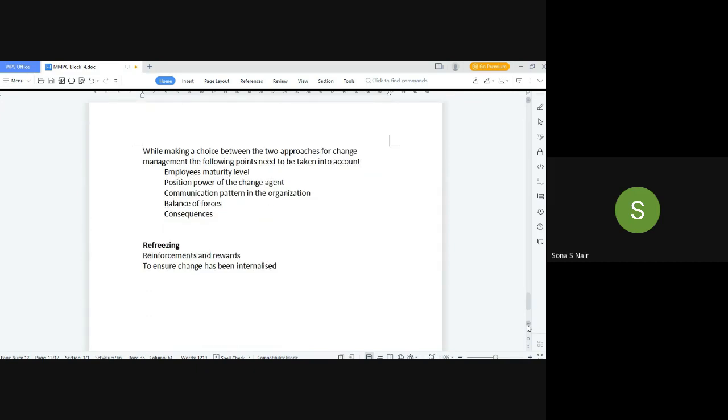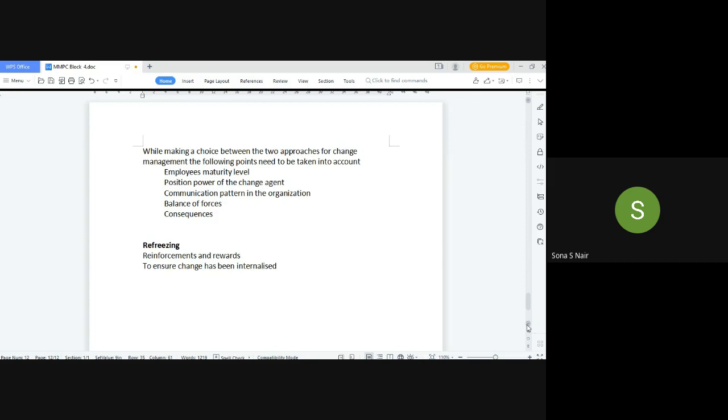whenever you introduce a change, sometimes people will do it for some time. Let's go back to our example of using a particular software for reporting. While you're watching, they would be doing it, but slowly, as the control aspects reduce, people might stop using the software and go back to their earlier method of working.